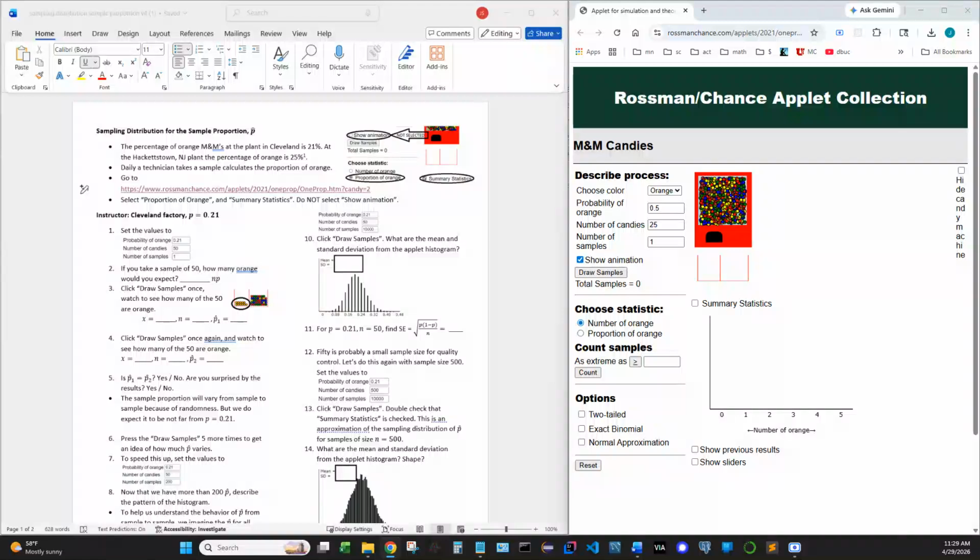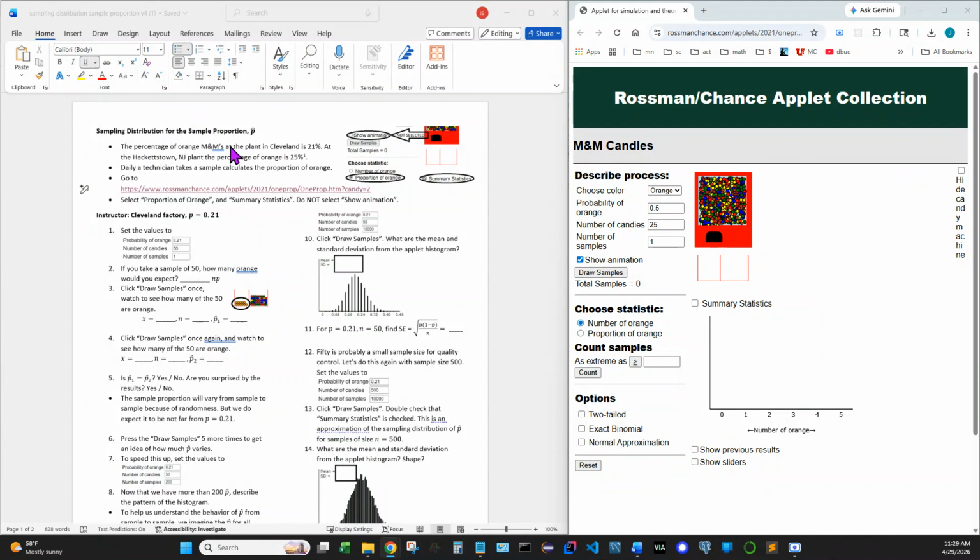So at the Cleveland plant, M&M's plant in Cleveland, they're aiming for a percentage, 21% of orange M&Ms. And so we're going to imagine that we're a technician working at that factory, and every day we take a sample of M&Ms and we look at the proportion that are orange.